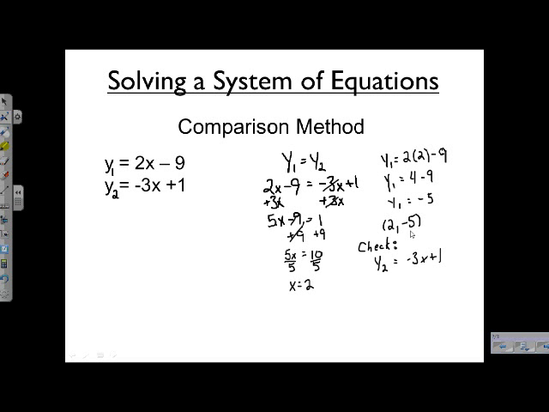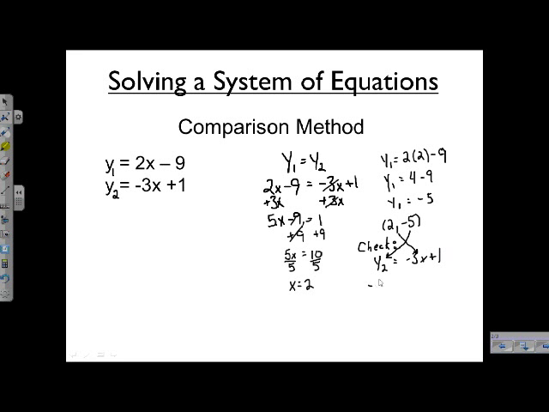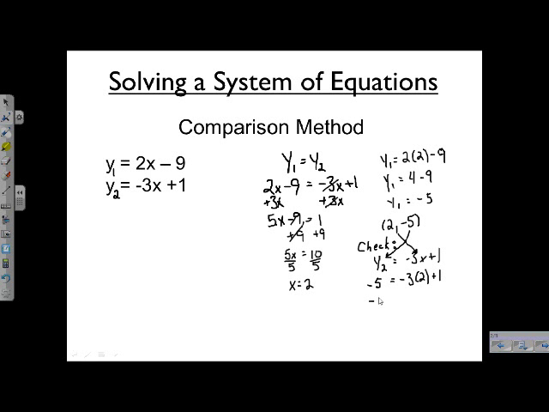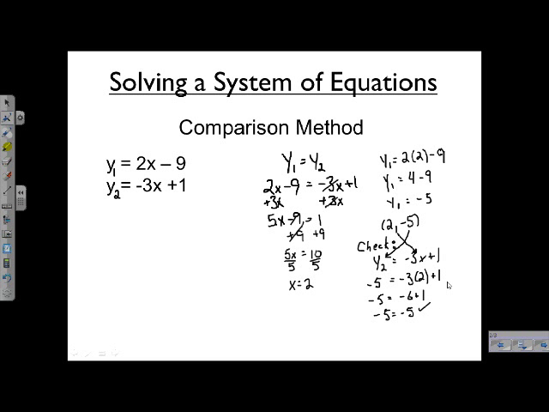All I'm going to do is take my value of y and place it in for y, and take my value of x and place it in for x. So if this all works out, negative 5 should equal negative 3 times 2 plus 1. That's negative 6 plus 1. Negative 5 equals negative 5. And that's true, so our check works out. That means that our answer is correct.